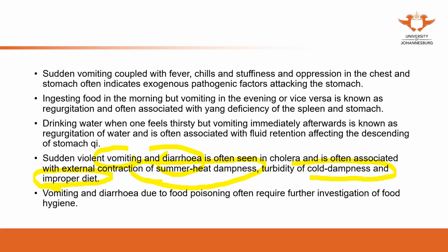How do you know which causes? You can see from the tongue, the color of the tongue. If it's pale, it might be the cold dampness. If it's red or deep red, it can be the summer heat. If greasy, it can be the improper diet, so that's the food retention, or thick coating. Vomiting and diarrhea also can happen after food poisoning, so that's another story, if the patient has a history of taking something.